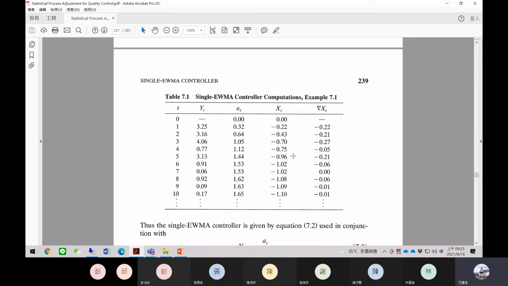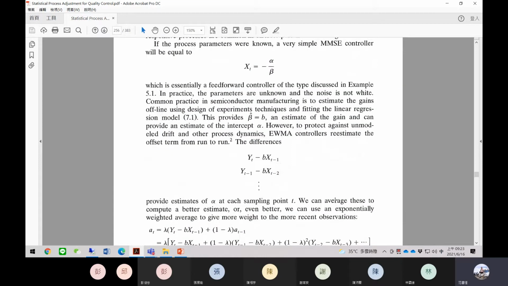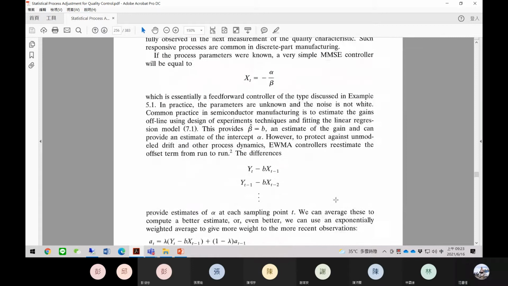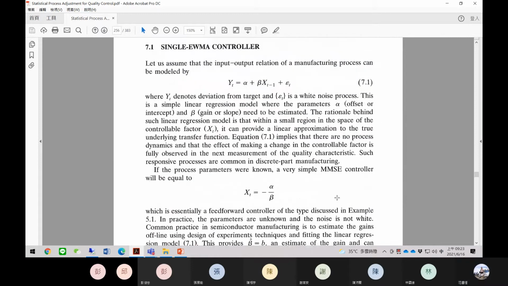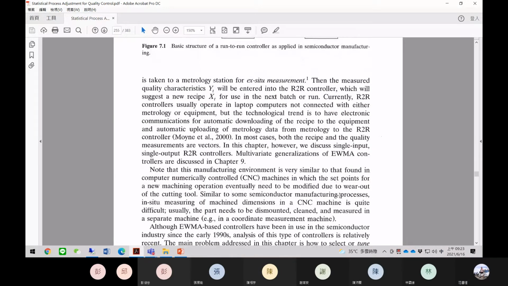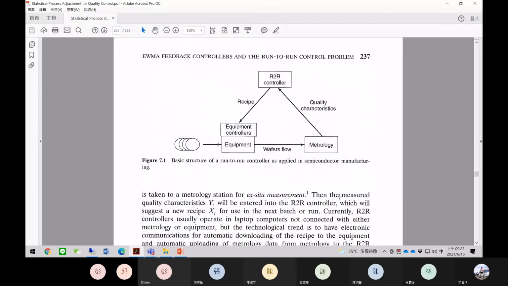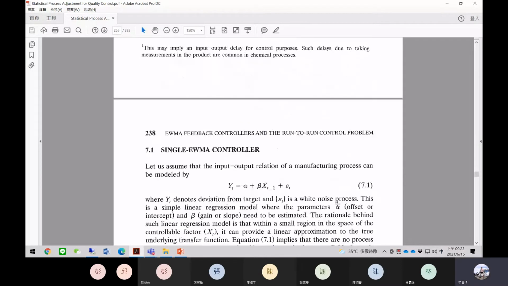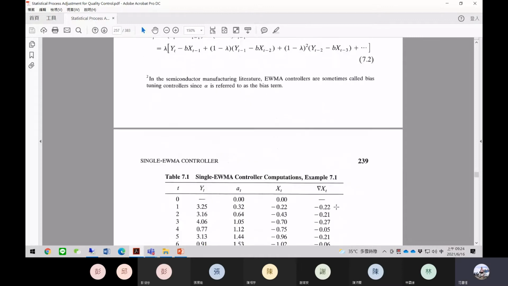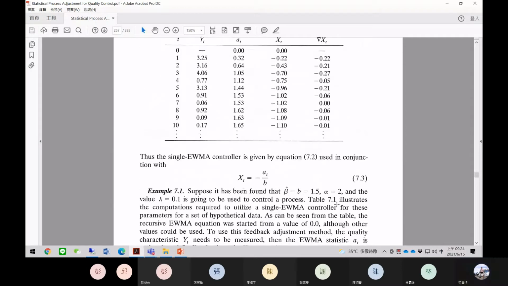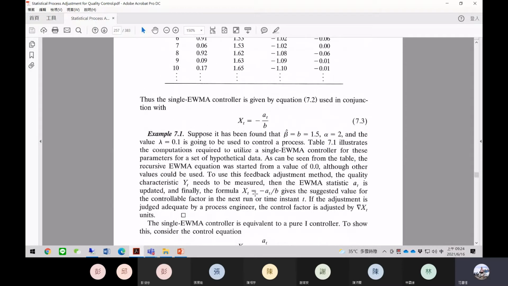No, this is only an example. The example 7.1. Let me see that. No, we don't have. Let me see if we have a real number like this. Okay, later.